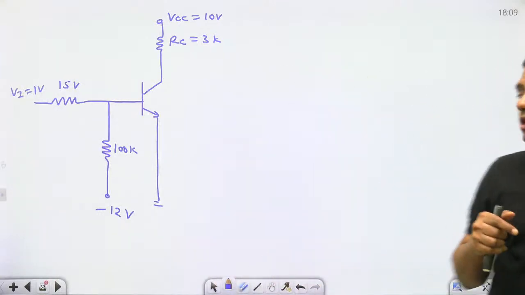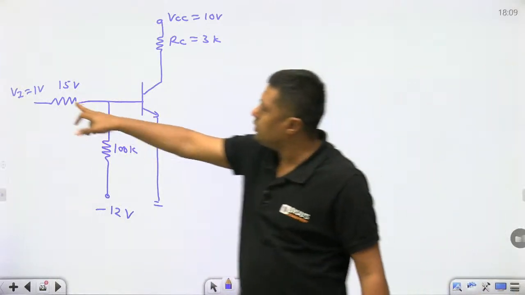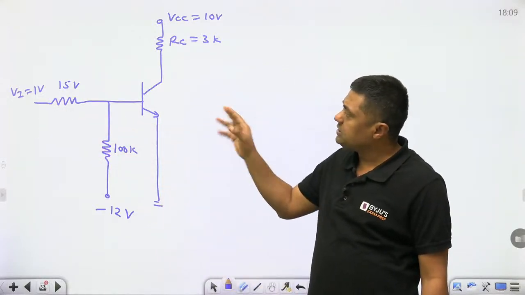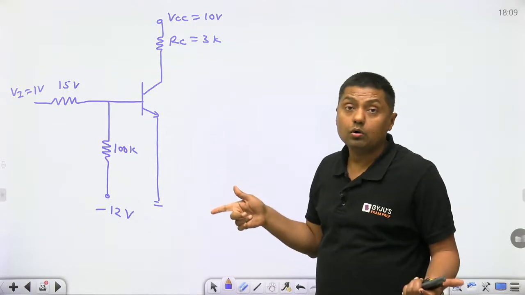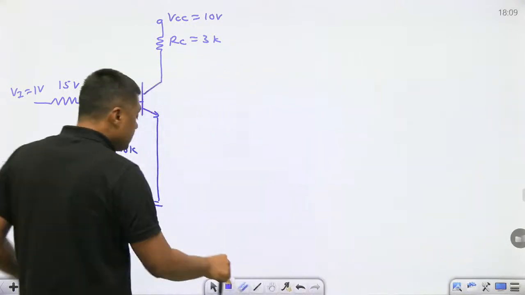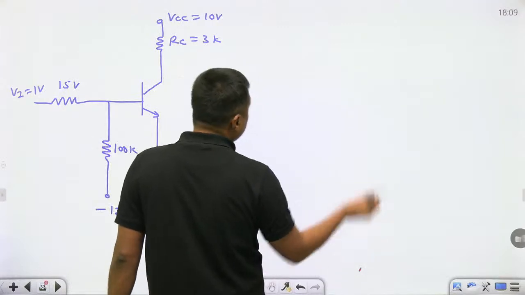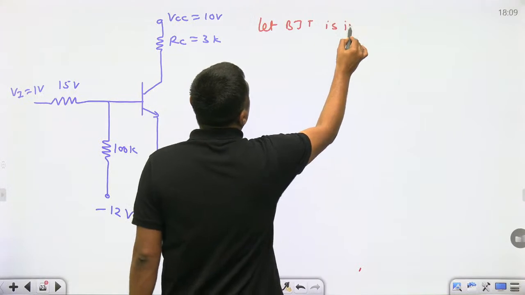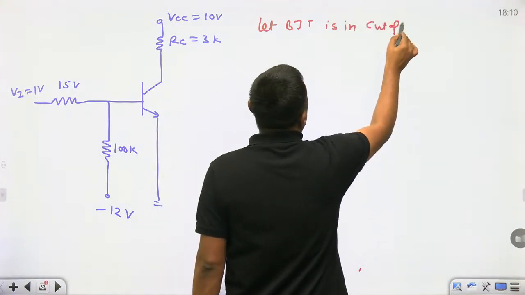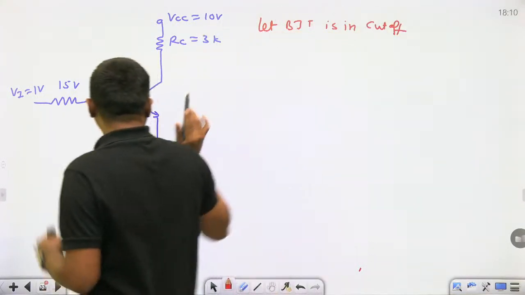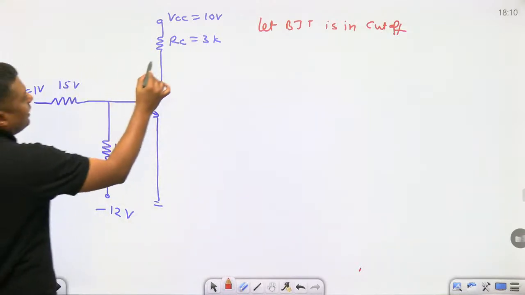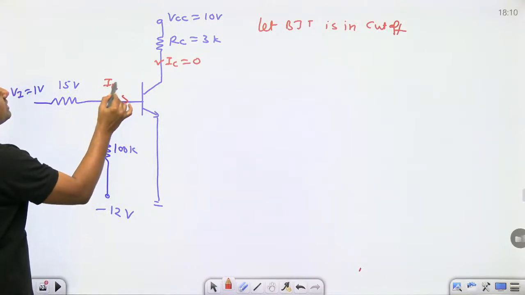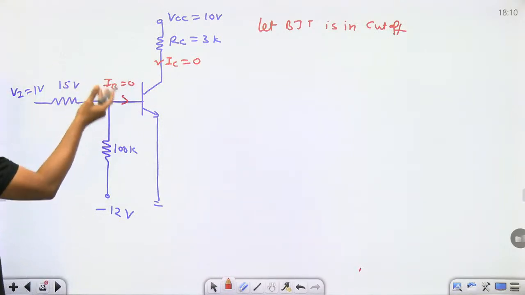Now in this question, this voltage is given as 1 volt and this voltage is given as minus 12 volt. So is this transistor in cutoff, yes or no? To check this, you have to assume that it is in cutoff. Let the BJT be in cutoff. So for all the students, focus on the board. If it is in cutoff, what is the value of IC? 0. What is the value of IB? 0. How can we say 0? Because we are assuming that it is in cutoff.